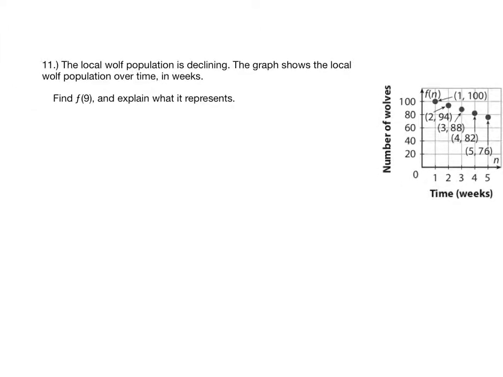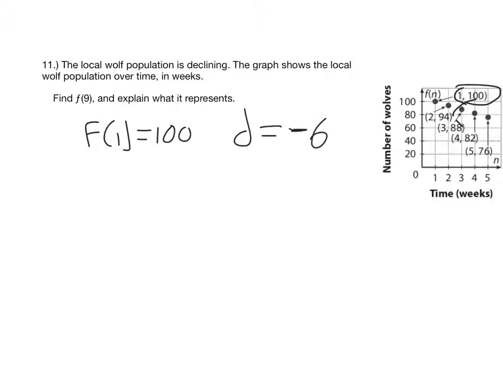So let's first identify our first term. Looks like our first term is right over here, which is 100. So let's go ahead and write f of 1 equals 100. What's our common difference? Well, we're going down, so our common difference is going to be negative. And it looks like we go from 100 to 94 to 88. It looks like we're going down by 6.